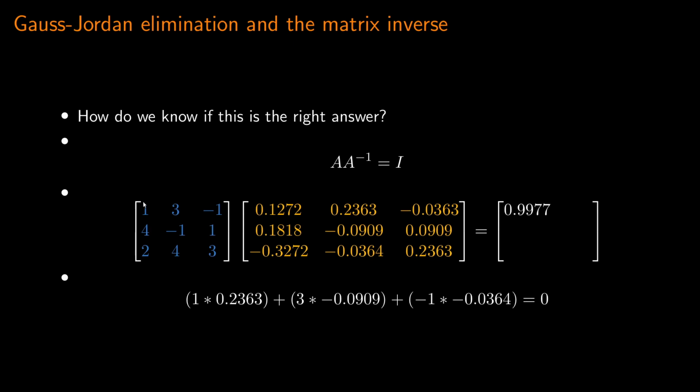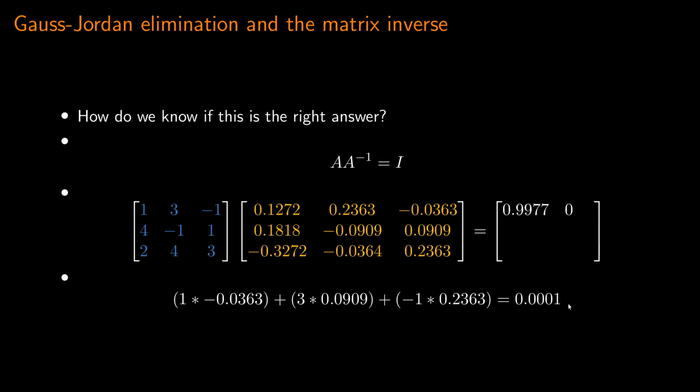Then we do 1 times 0.2363, plus 3 times minus 0.0909 plus minus 1 times minus 0.0364, and that gives 0, pretty much within rounding errors. And then we're going to do 1 multiplied by minus 0.0363 plus 3 multiplied by 0.0909 plus minus 1 times 0.2363, and that gives 0.0001, or 1 times 10 to the minus 4.